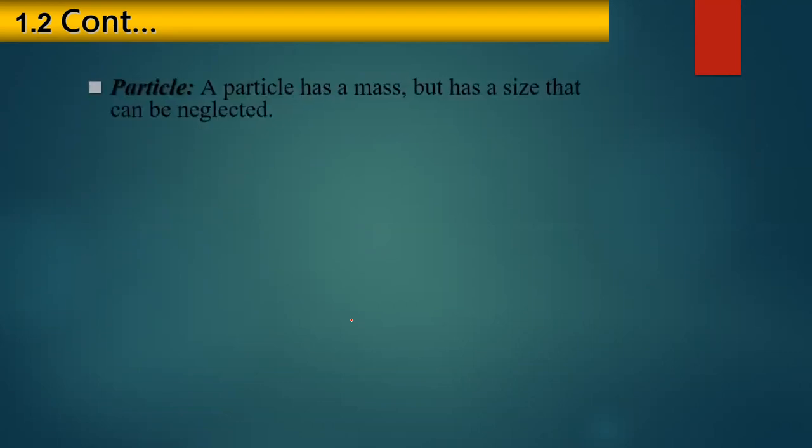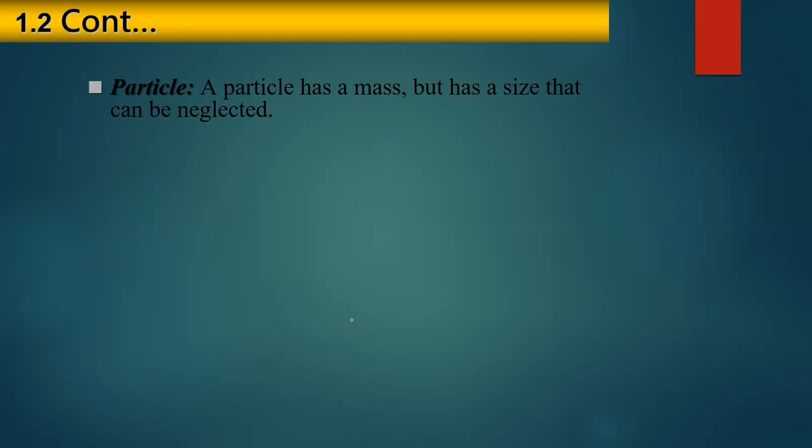Then the other thing that you need to understand, whenever we're learning statics, is that the other term we're going to be using very much is particle. So what is a particle? A particle has mass, but has a size that can be neglected. A particle can be any object, in short. When you talk about a particle in statics, we're talking about any object.